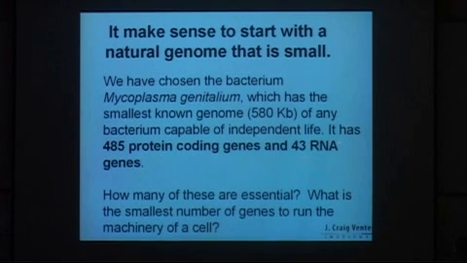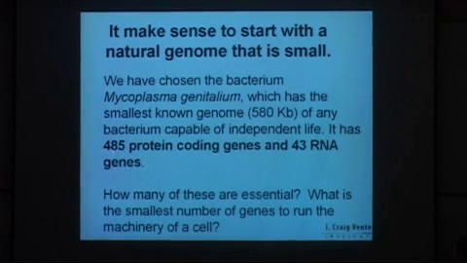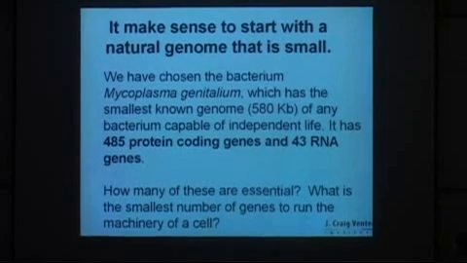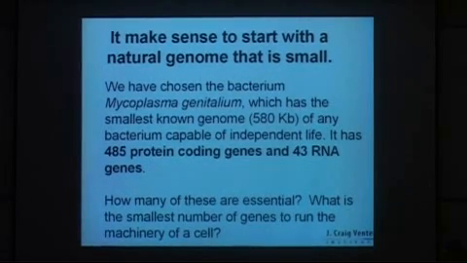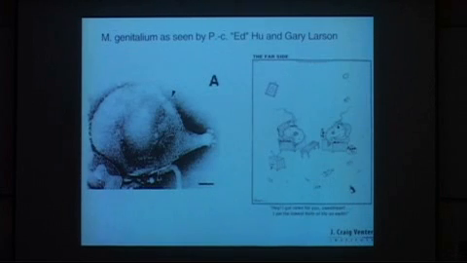And it has about 485 protein coding genes and 43 RNA genes. In fact, that's exactly what it has in the current annotation. And the question is, how many of these genes are essential, and what is needed to run a living cell?